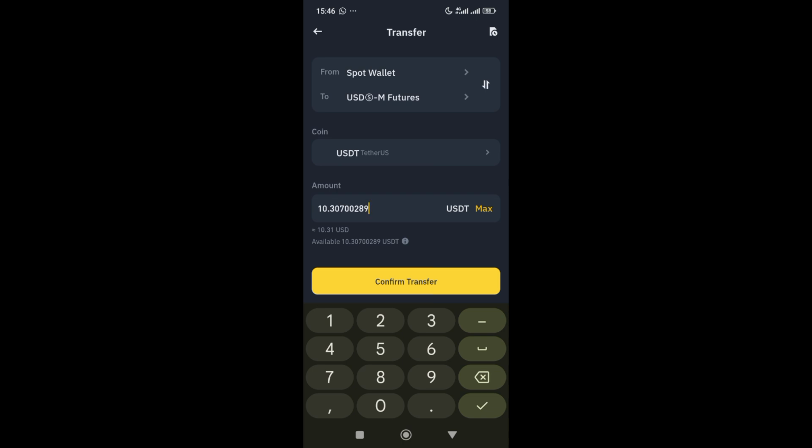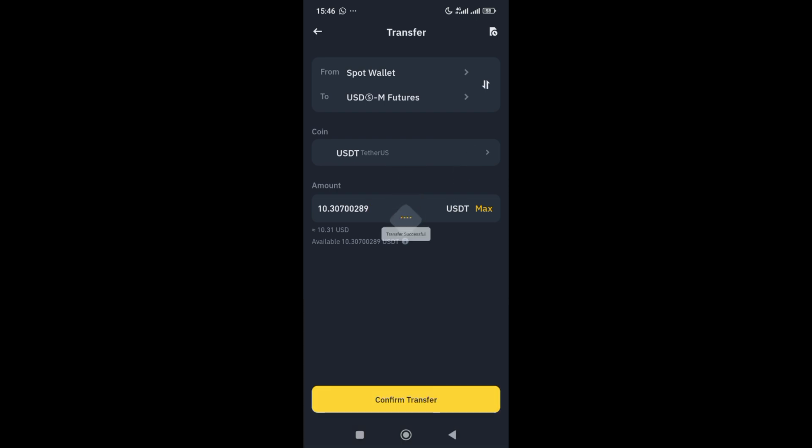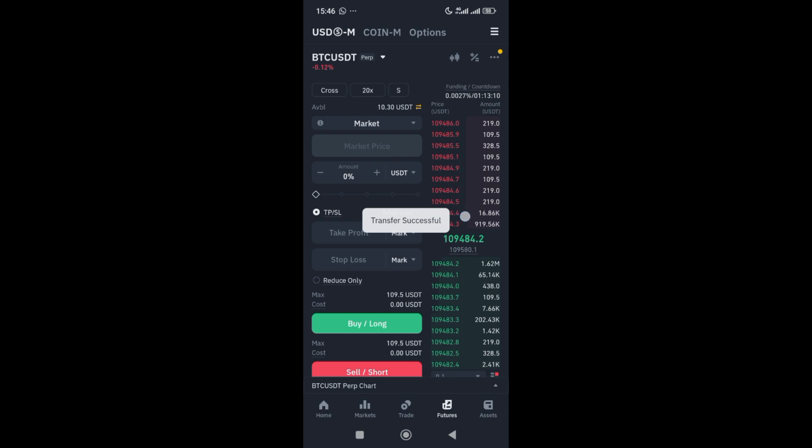Once this money gets to futures, it means you are ready to trade the market. So I'm going to click on confirm transfer. As you can see, transfer successful. Look over here, you are going to see 10.30 USDT. So it's very simple.